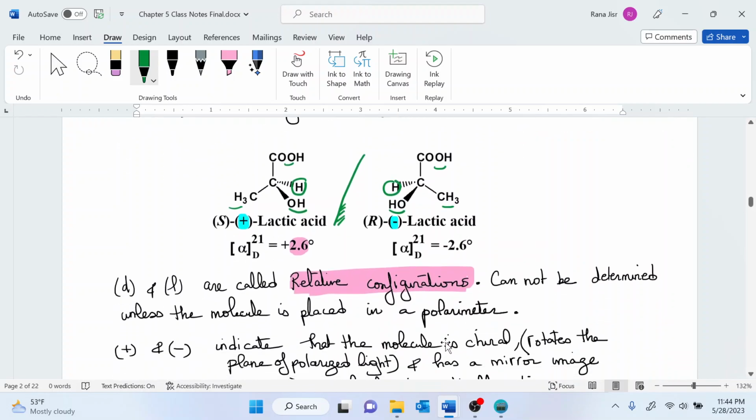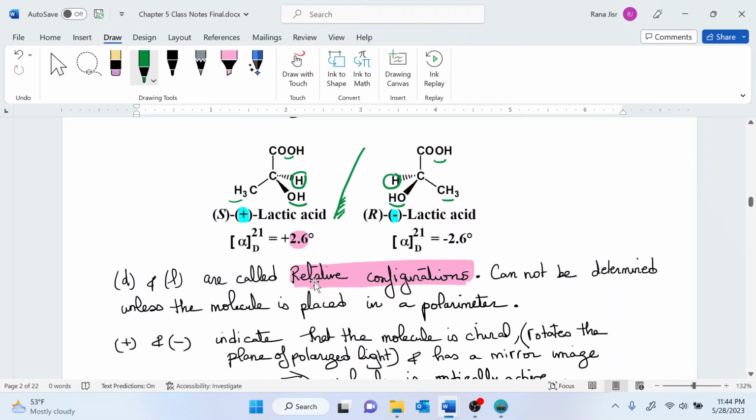It can rotate it to the left. So D and L, these are called relative configurations. And these configurations, as we said, we cannot figure out unless we run the experiment using the polarimeter.